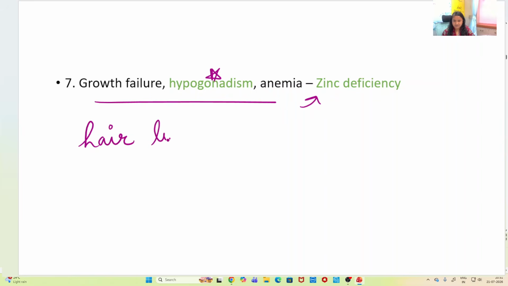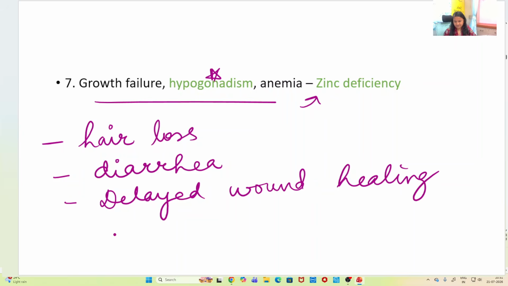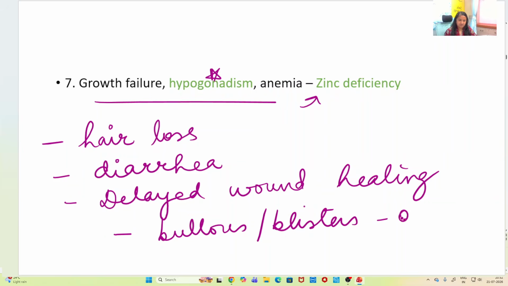It can cause hair loss. It can cause diarrhea, persistent or recurrent diarrhea, or prolonged diarrhea that takes longer to heal. Then delayed wound healing, again a feature of zinc deficiency. And bullous lesions or blisters around orifices, like around the lips, around the anus. Blisters or bullae around the orifices are all features of zinc deficiency.